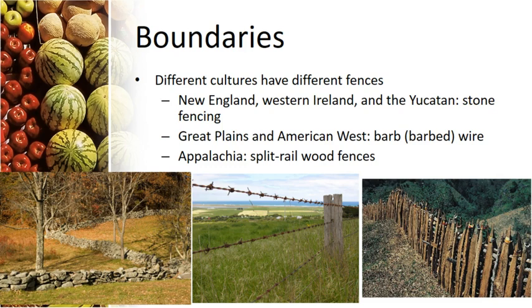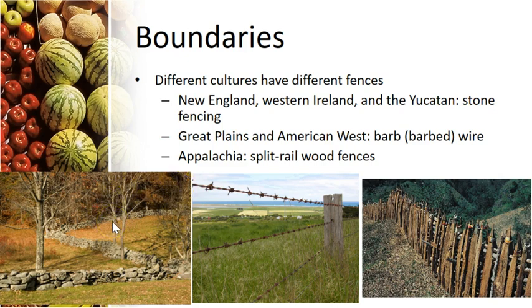So like New England and Northern Europe and the Yucatan, where you have lots of, just for example, lots of stone, right? They're going to have stone walls. And so here you can see a very typical New England property fence, right?